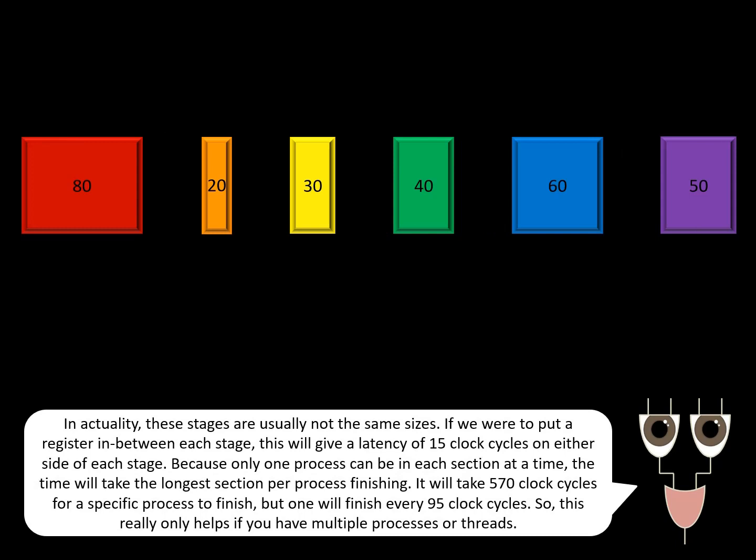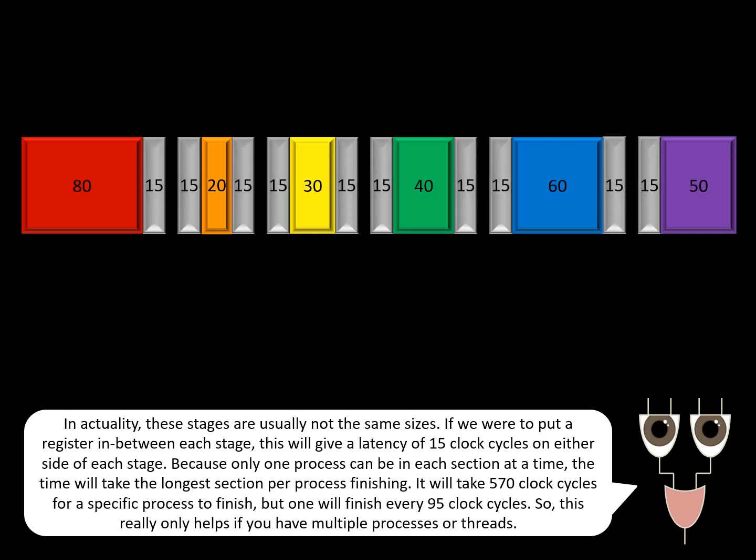In actuality, these stages are usually not the same size. If we were to put a register in between each stage, this would give a latency of 15 clock cycles on either side of each stage. Because only one process can be in each section at a time, the time will take the longest section per process finishing. It will take 570 clock cycles for a specific process to finish, but one will finish every 95 clock cycles. So this really only helps if you have multiple processes or threads.